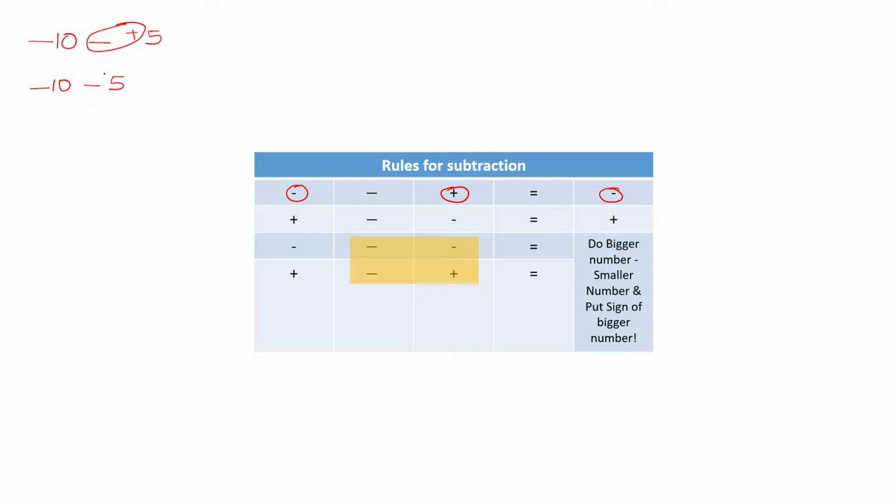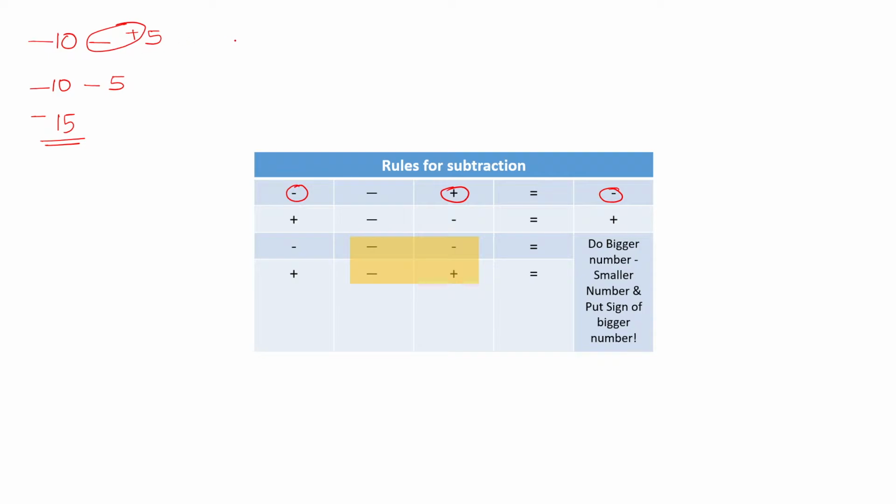If numbers are having the same sign, we can just add them and put the same sign. So 10 plus 5, it is 15, and put a minus sign. That is the first case.